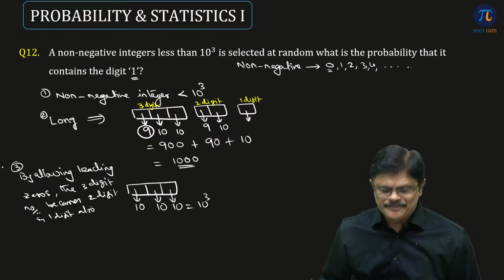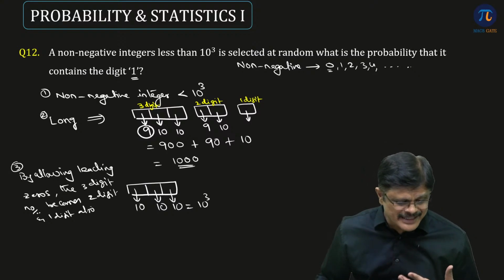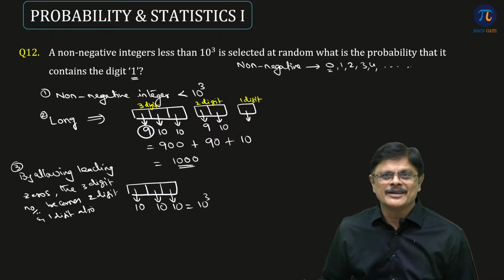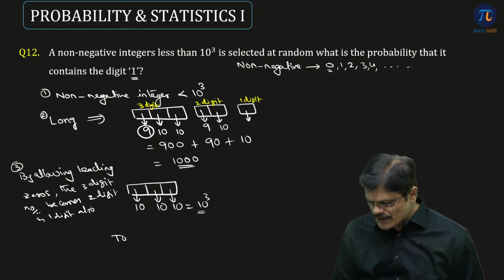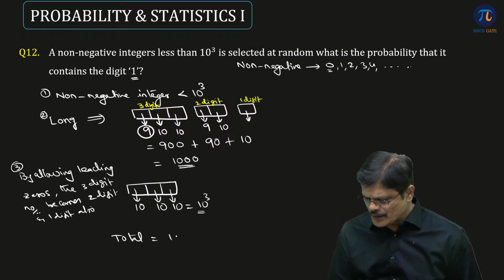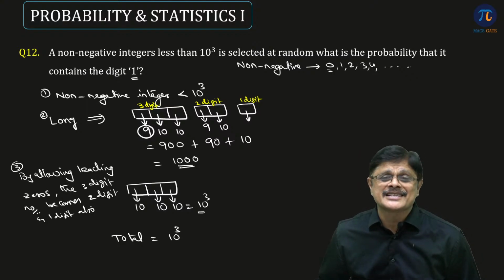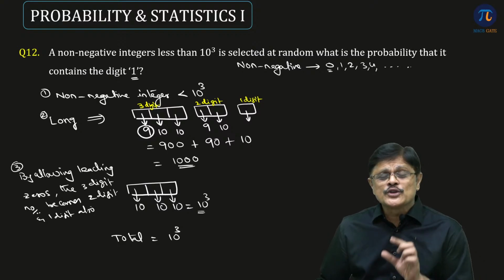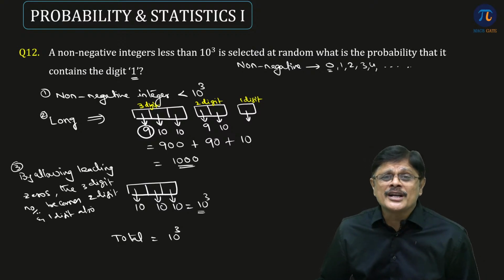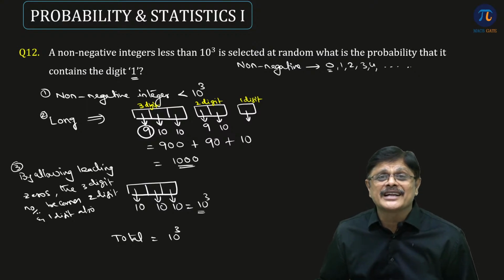By allowing leading zeros, I can make this number 3-digit, 2-digit and 1-digit. So I know the total number. This is the total number of cases. So the total number of non-negative integers less than 10 power 3 is 10 power 3. But what is the question? If you select one of these numbers, what is the probability that it contains the digit 1?